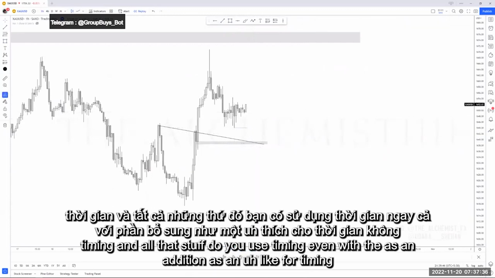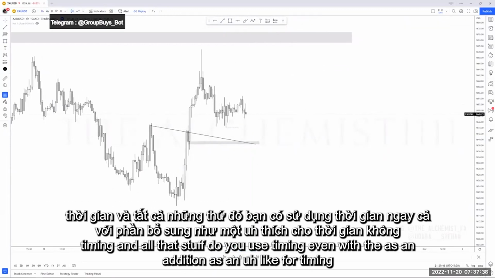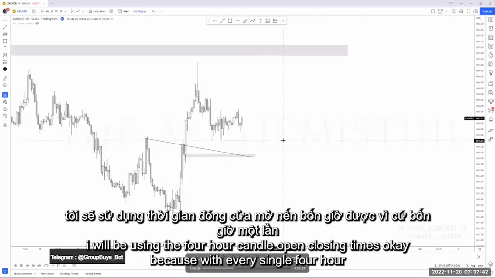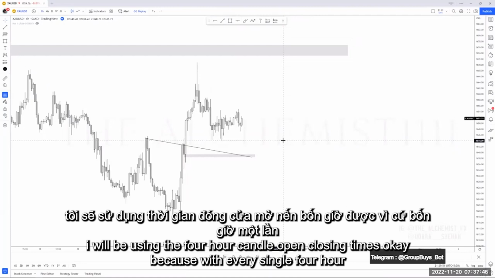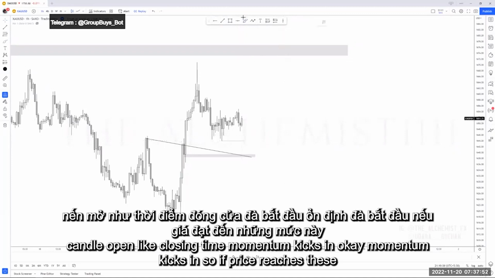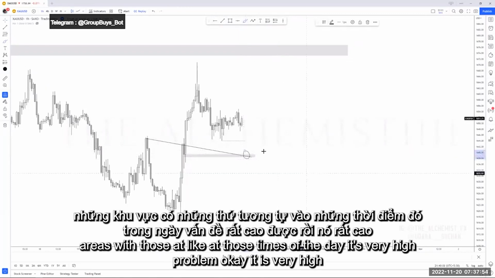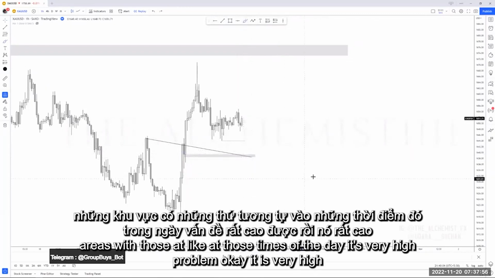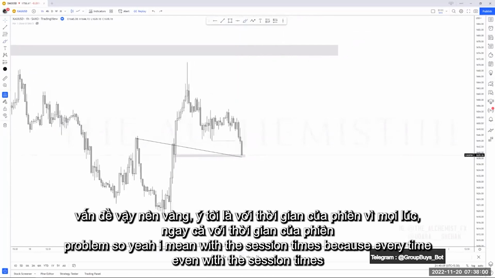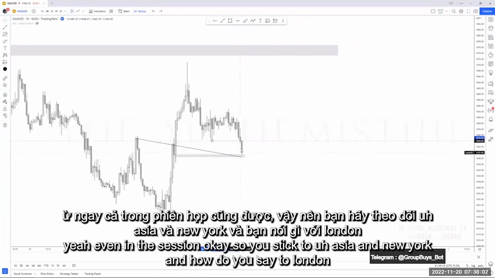Let's talk about, do you use timing even with Malaysian SnR? For timing, I will be using the 4-hour candle open and closing times. Because with every single 4-hour candle open and closing time, momentum kicks in. So if price reaches these areas at those times of the day, it's very high probability. Even with the session times.